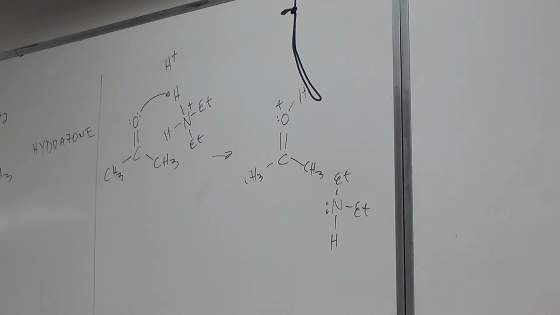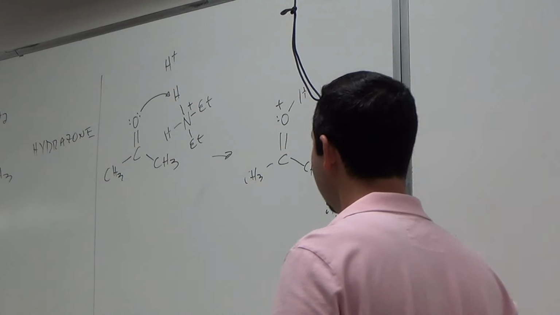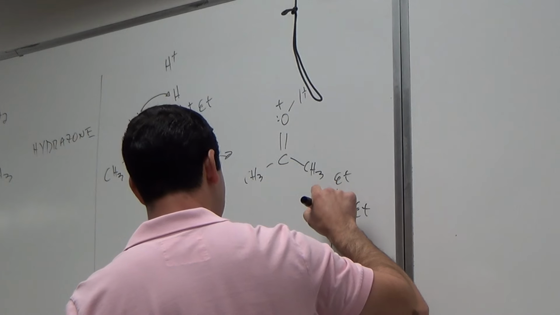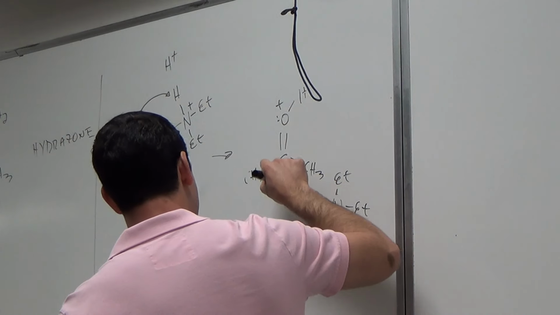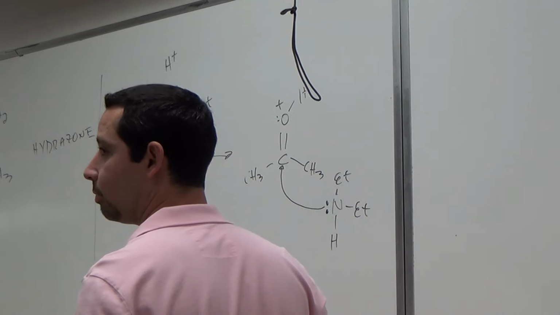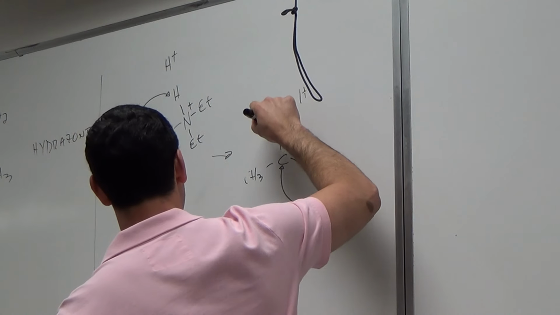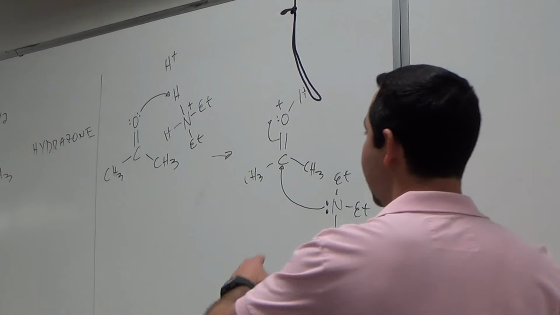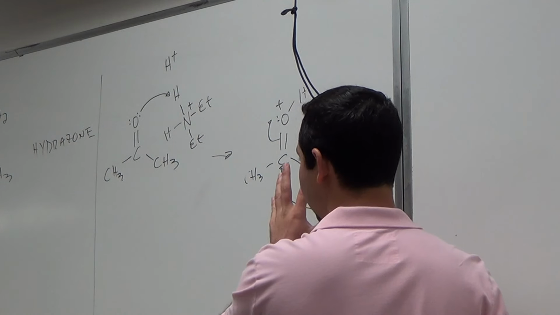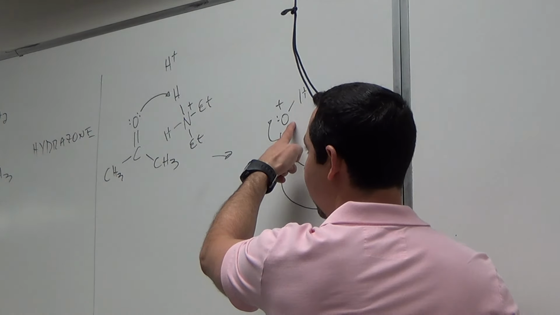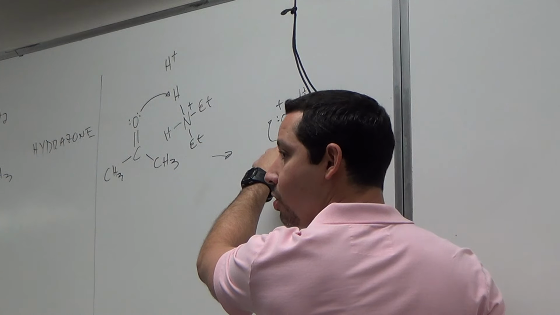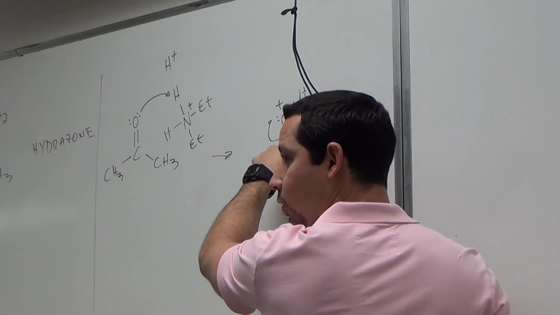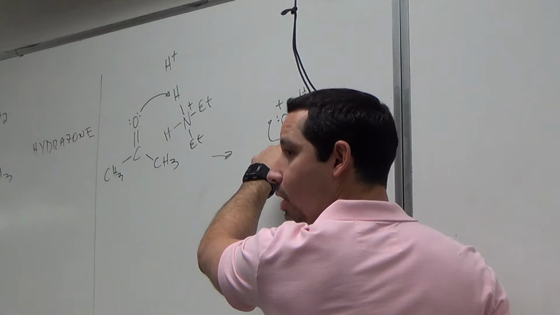I don't want to do the ET first. Now what's going to happen is there is nucleophilic attack, and this goes that way. There's nucleophilic attack because this is under acidic conditions. Once you do the nucleophilic attack, it is not good to have a negatively charged species when you are under acidic conditions.